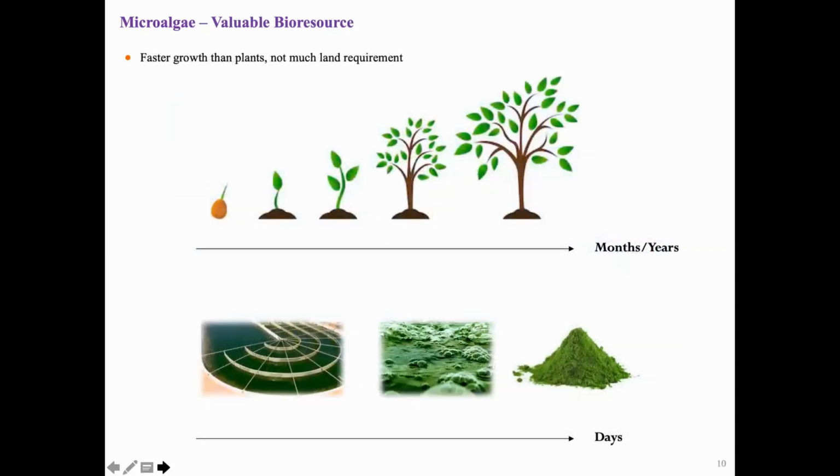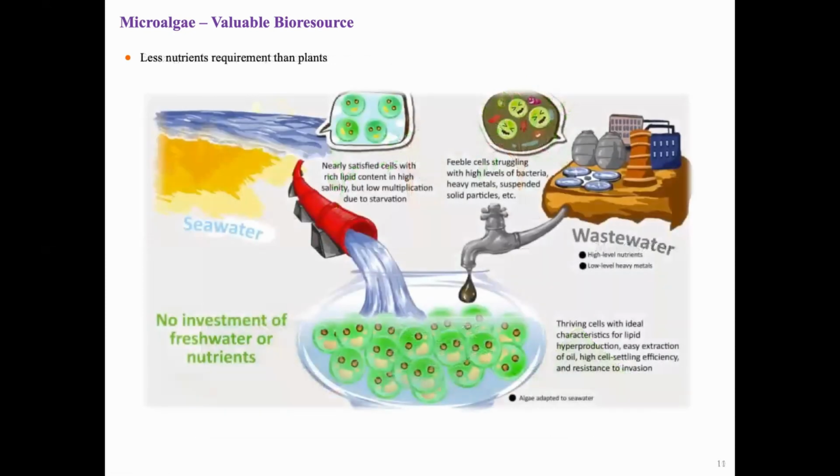The growth rate of microalgae is faster than plants. If you want a certain amount of biomass, the plants would take around months or sometimes more than 10 or 12 months, whereas the same quantity of biomass microalgae can produce within some days. So the growth rate of microalgae is faster than plants.